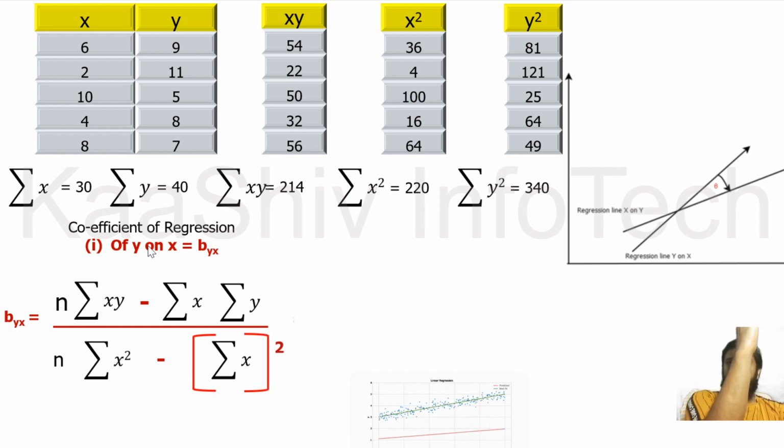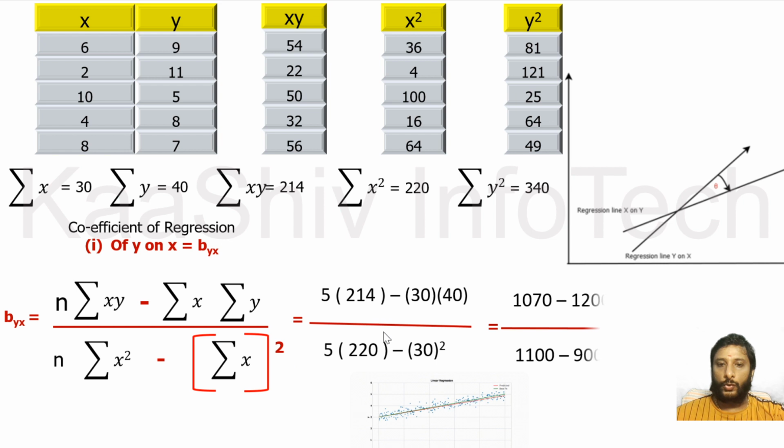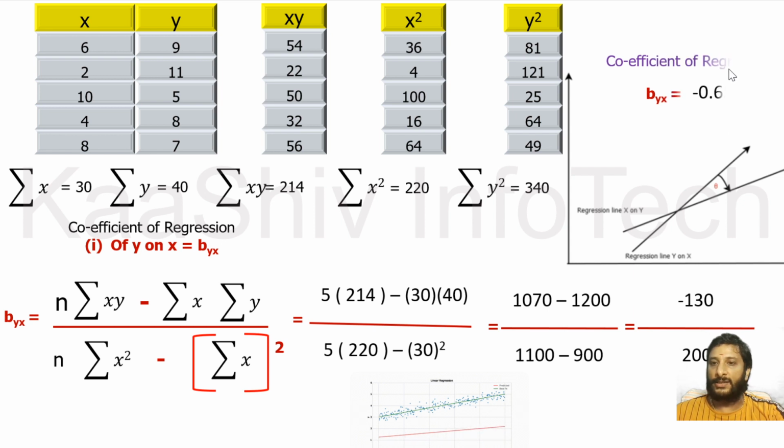The y on x, where it is intercepting over here. So y on x is equal to n into xy minus x into y, divided by n into x square minus x of whole square. You get 5 into 214 minus 30 into 40 divided by this value. Substituting all the values, we get the coefficient of regression b of y on x, which is minus 0.65.